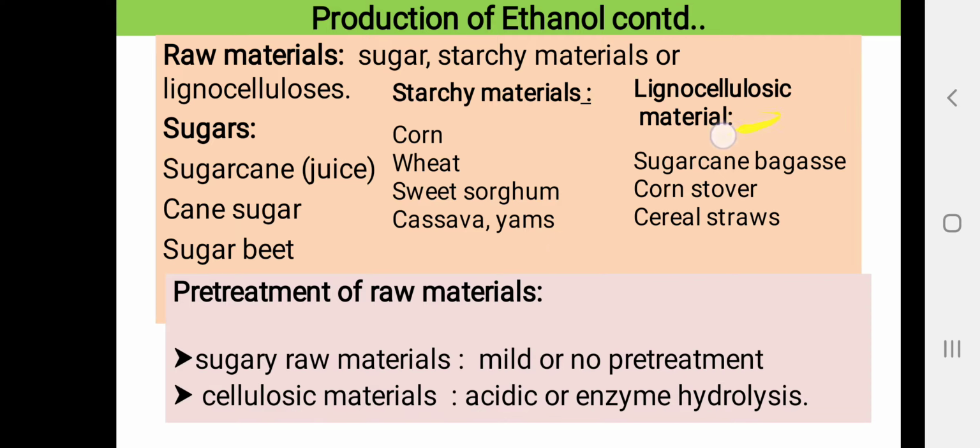Under lignocellulosic material, sugarcane bagasse can be used as raw material, or corn stover can be used, or even the cereal straws are used. Now let us look into pre-treatment of the raw materials. So when the raw materials are used, they have to be subjected to pre-treatment. Whenever sugary raw material is used, it may require mild pre-treatment, or it may not at all require any pre-treatment. In case of cellulosic materials, it requires pre-treatment, that is, it is subjected to either acidic or enzymatic hydrolysis.